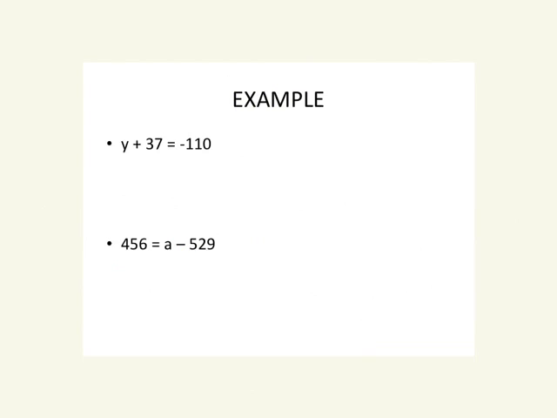Last two teaching examples of the video here. We have y plus 37 equals negative 110. To solve this one, to get y by itself, I would subtract 37 from each side. And when I subtract 37, the y is isolated, which was my goal. And then on the right side, negative 110 minus 37 would be negative 147.